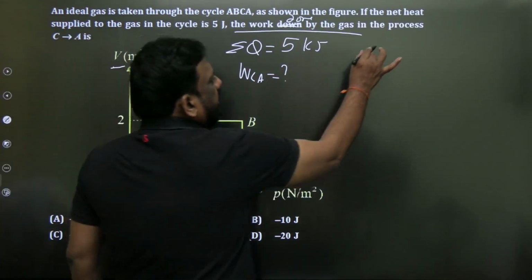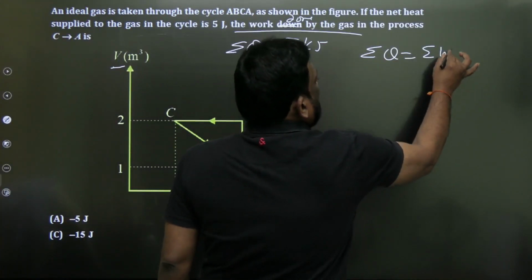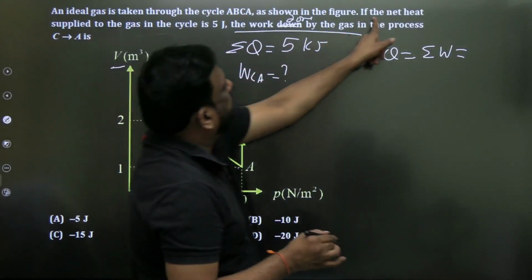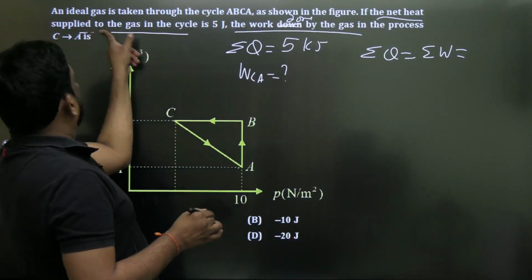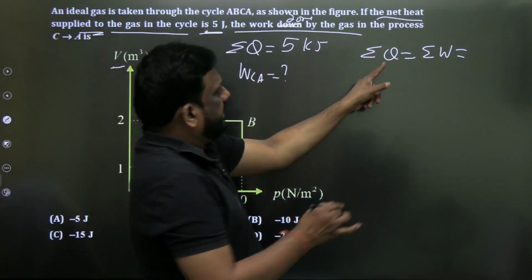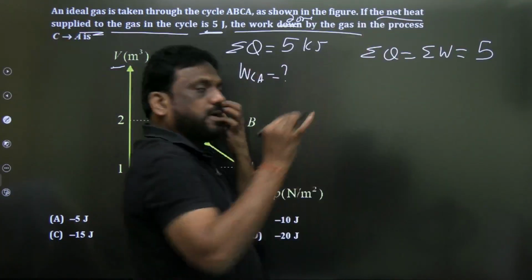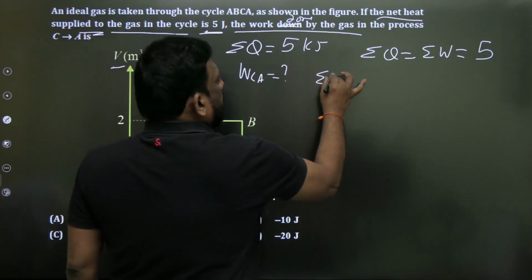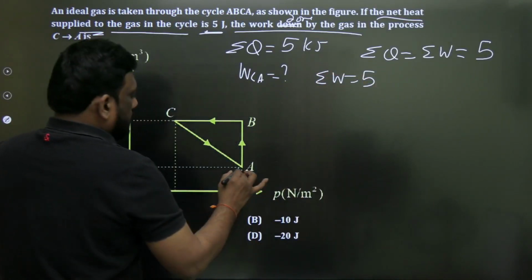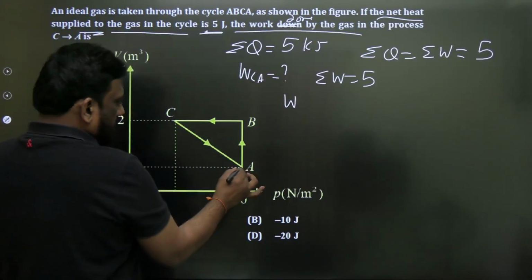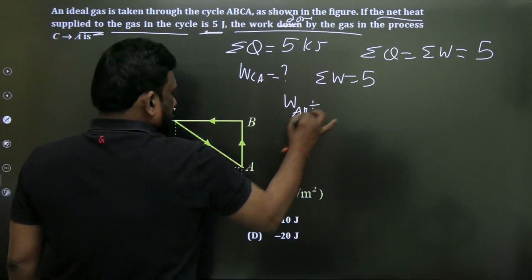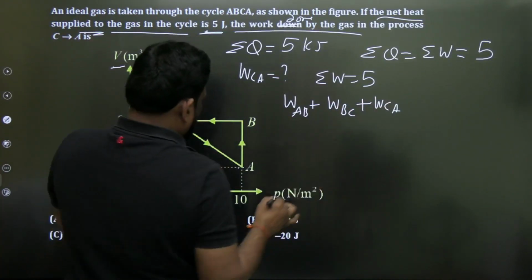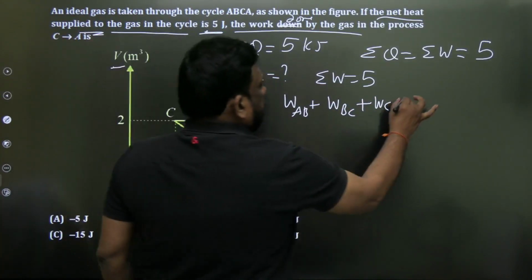So it is a cycle. For a cycle, net heat is equal to net work. Already the total net heat is given. The net heat supplied is stated, therefore it is positive. So net heat is 5. So net work is also 5, because from the first law of thermodynamics for a cycle you get this. So sigma W is equal to 5. What does it mean? Work in AB plus work in BC plus work in CA is equal to 5.